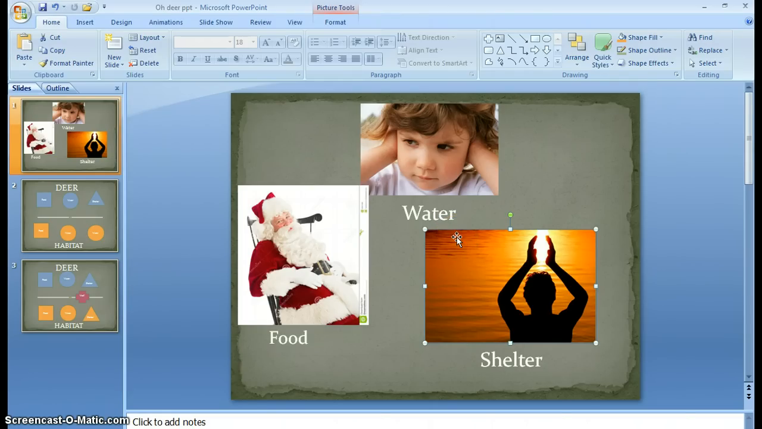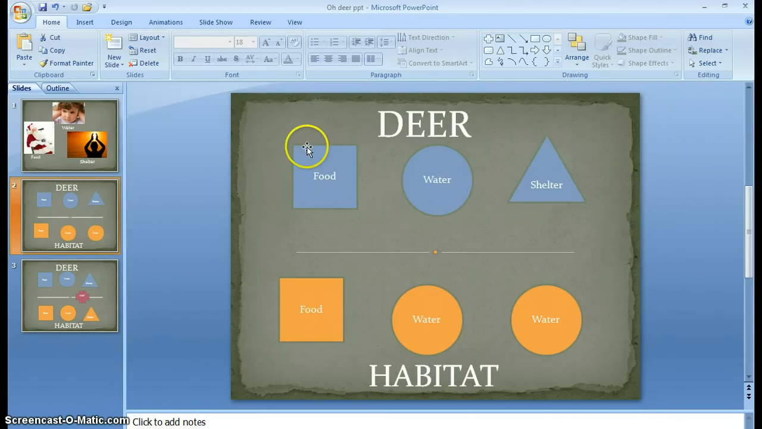Now, when we do a round of the activity, you cannot change what you're looking for during the round. You can only change what you're looking for at the beginning of each round. So the other students are the food, water, and shelter. So here we have the field. On one side we have the deer, and the other side we have the habitat requirements.